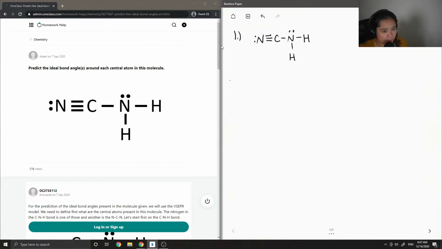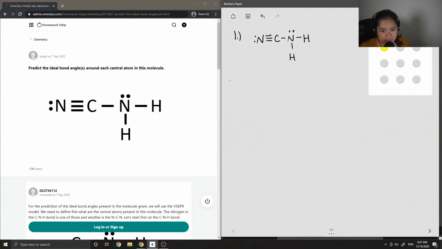Our two main central atoms would be the nitrogen, how it's bonded to two hydrogens and a carbon. And then our second central atom would be the carbon in between the two nitrogens. Okay, so first let's look at the amine. And I'll just redraw this.